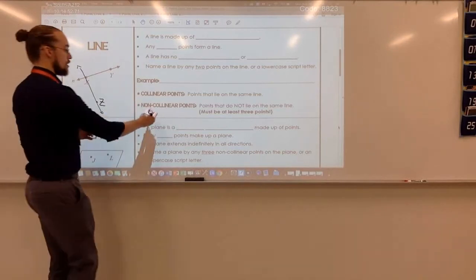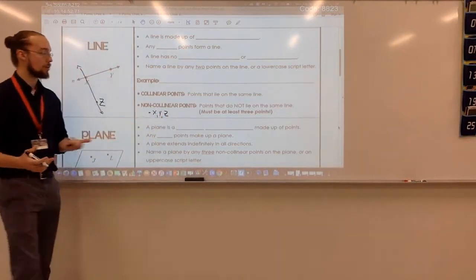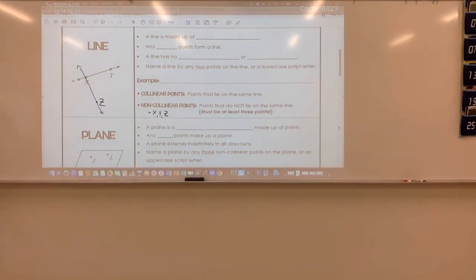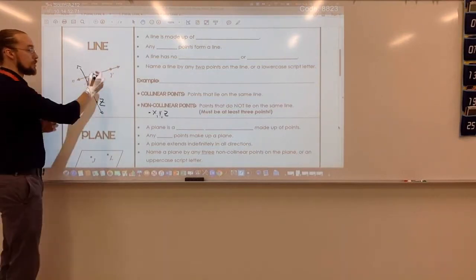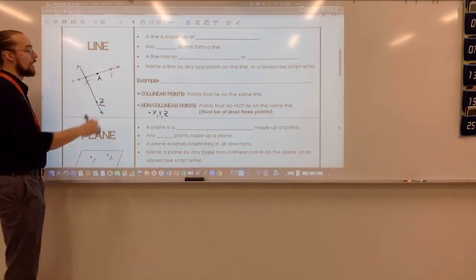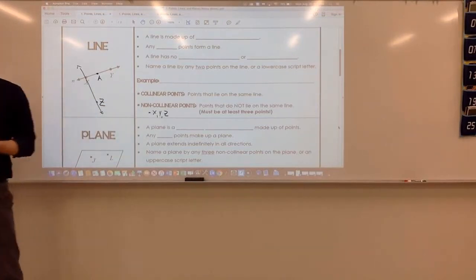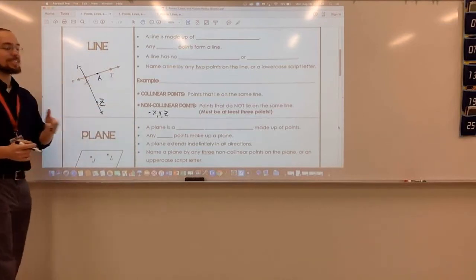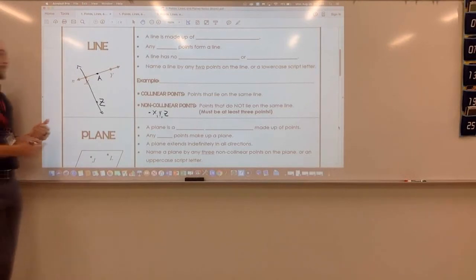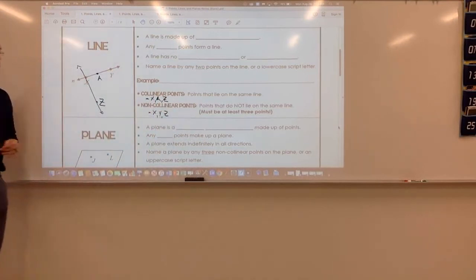So if we want to write an example here, X, Y, and Z are non-collinear. We draw Z off of that line. X and Y, though, are collinear. And we could even draw another point on here, call it A, and say that X, A, and Y are all collinear. And all of those are on the same line. We don't have to have 3 points to say they're collinear. We just have to have 2 to say they're collinear. But we have to have at least 3 to say they are non-collinear. Okay, so we could say that X, A, and Z are all collinear.